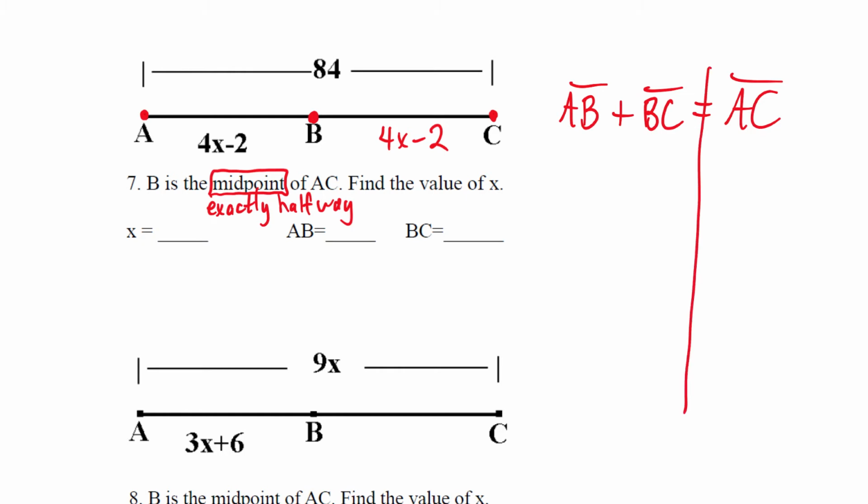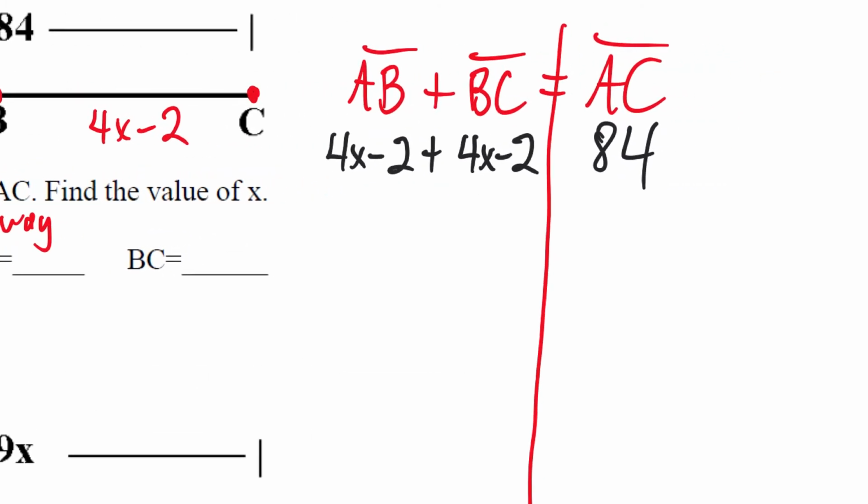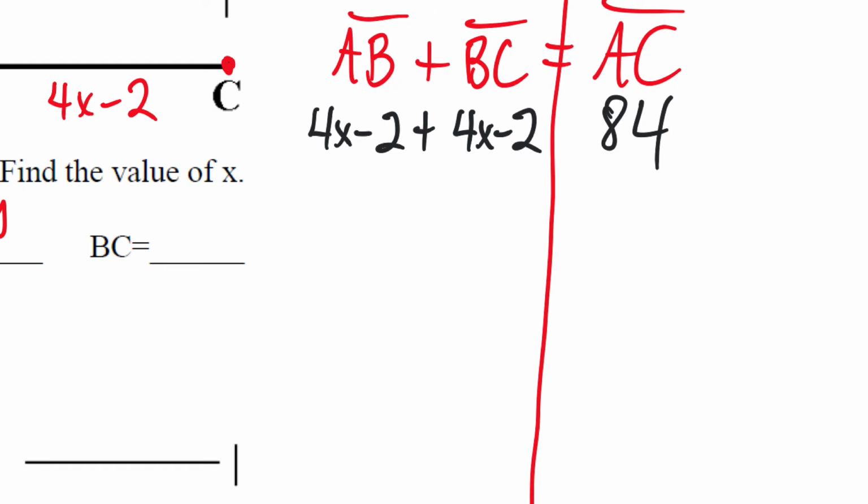And then I'm just going to plug this stuff in. So AB is 4x minus 2, BC is 4x minus 2, and AC, the whole thing, is 84. All right, and then from here, we're just going to solve for x.